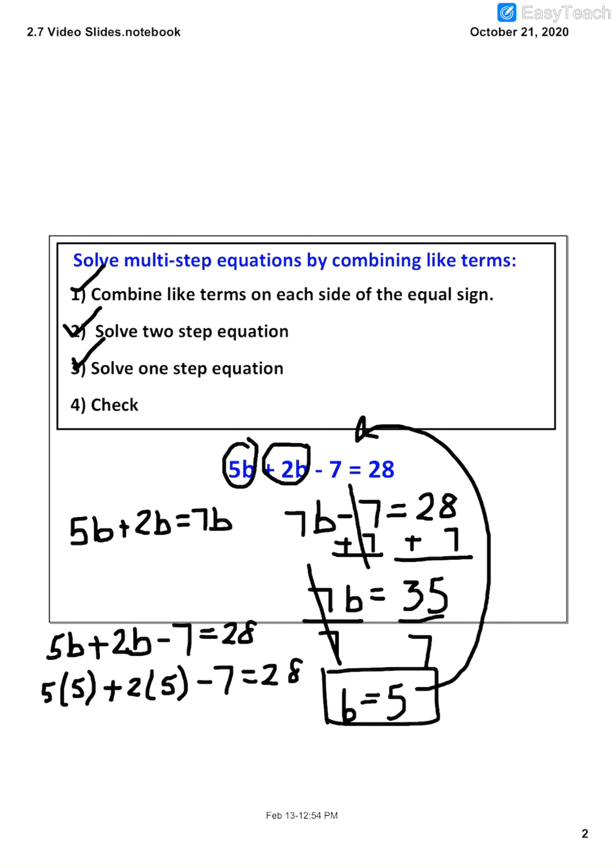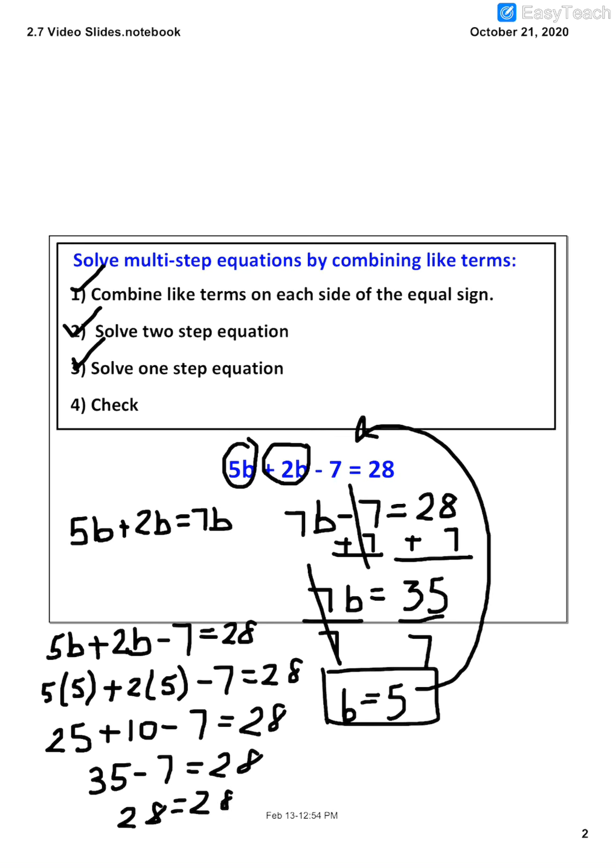Now I follow PEMDAS, multiplication. 25 plus 10 minus 7 is equal to 28. 35 minus 7 is equal to 28. 28 is equal to 28. That means my equation is balanced and my answer is 5.